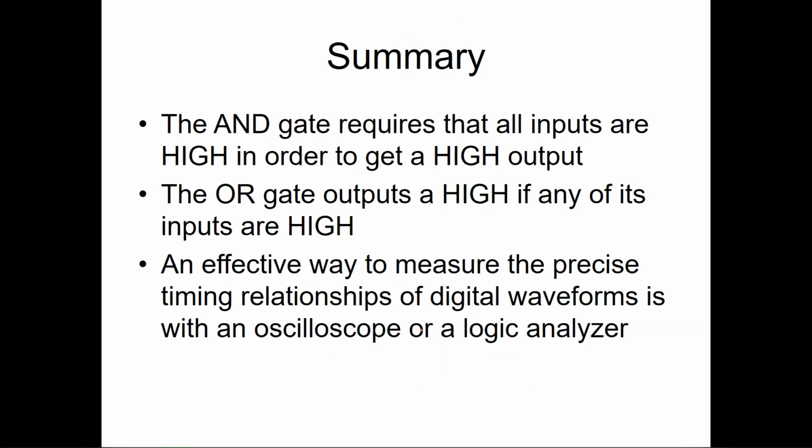So the AND gate requires that all inputs are high in order to get a high. An OR gate outputs a high if any of its inputs are high. To measure these, we look with an oscilloscope or a logic analyzer to see exactly what it's doing and why.